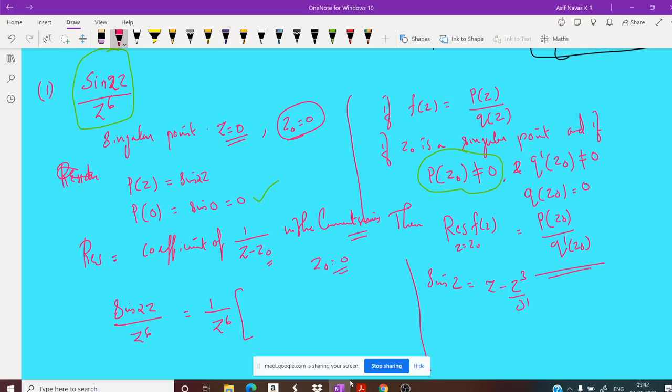z cubed by 3 factorial, plus z to the 5 by 5 factorial, minus etc. So sin 2z is equal to, you replace z by 2z: 2z minus (2z) all cubed by 3 factorial plus (2z) all raised to 5 by 5 factorial minus etc.